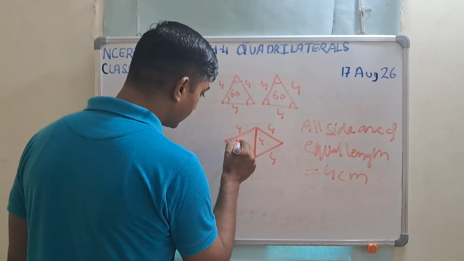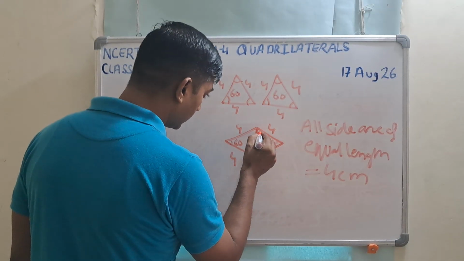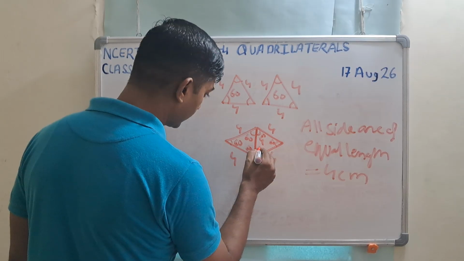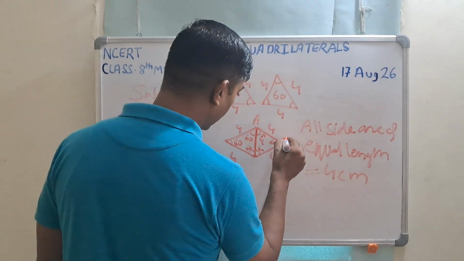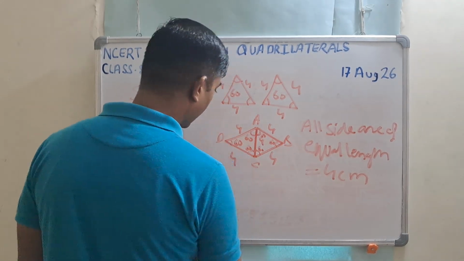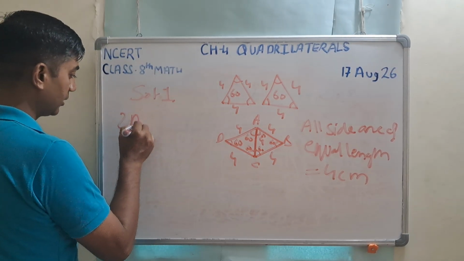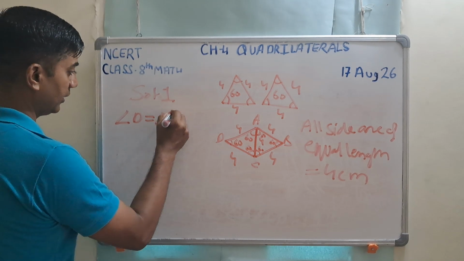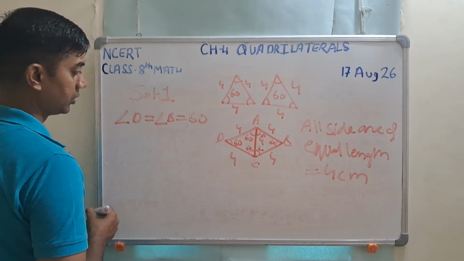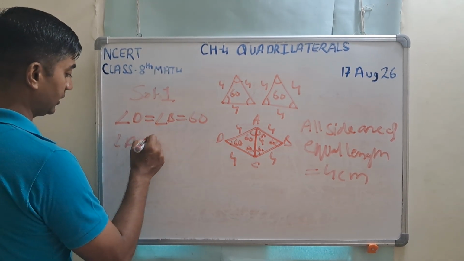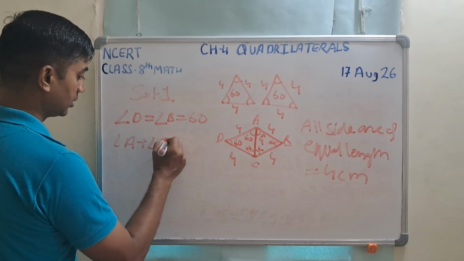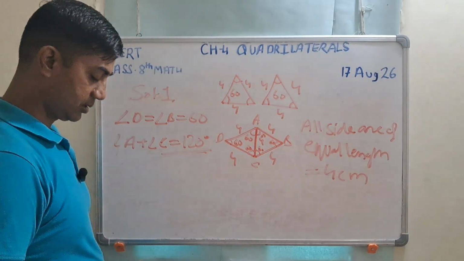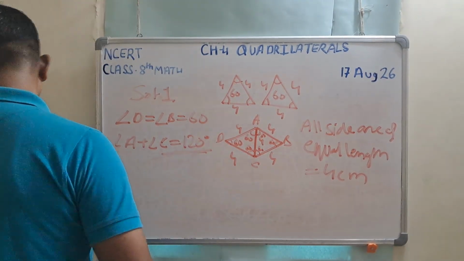Means this is 60, this is 60, this is also 60, this angle is also 60, this angle is also 60. So if we name it A, B, C, D, what we find out is that angle D is equal to angle B is equal to 60 degree. Understood? And angle A is equal to angle C, and they are 120 degree. This is our solution of the first question. Now we will move to the second question.